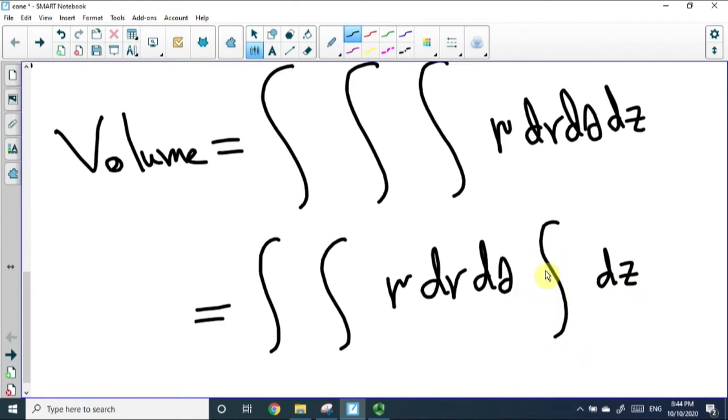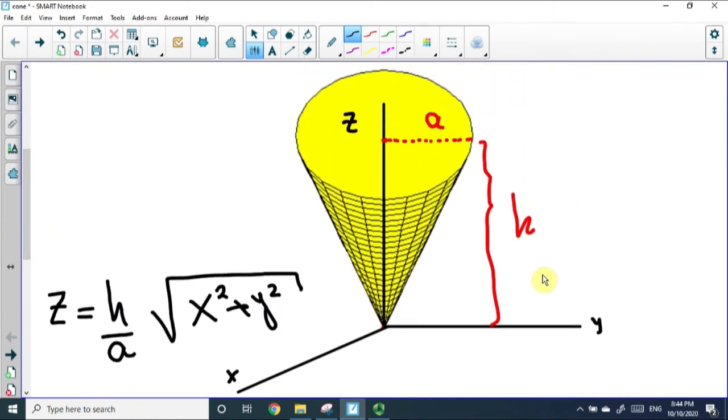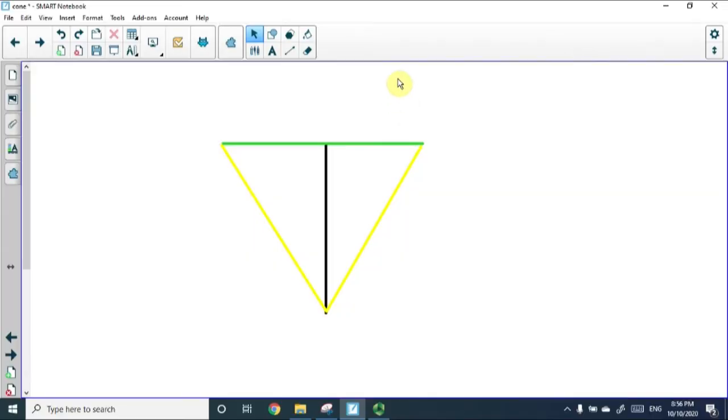Now here I have to think, what are the limits I should put for z? To do this, we have to imagine the shape. Let's go back to the shape now. Let's imagine that we are inside the cone and we are thinking about the z direction, up and down. So let's take a vertical slice of this cone. You can see that we will get a triangle. This is a vertical triangle. It's a vertical slice of the cone.